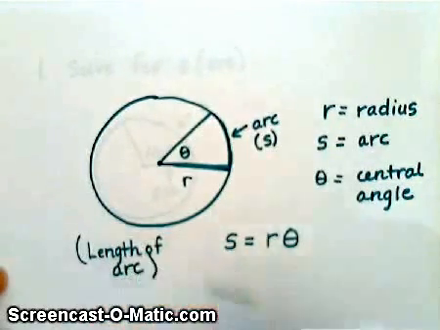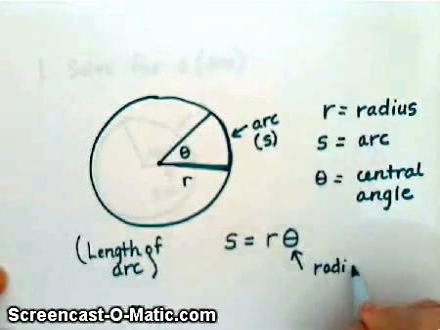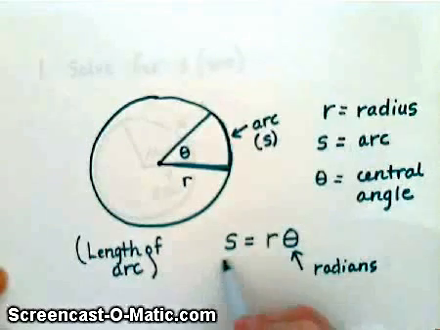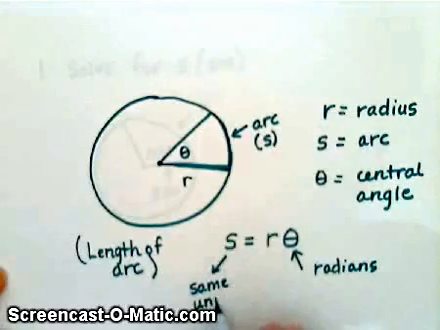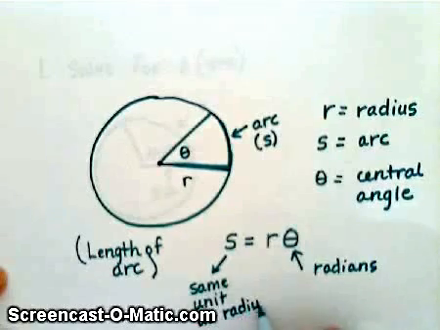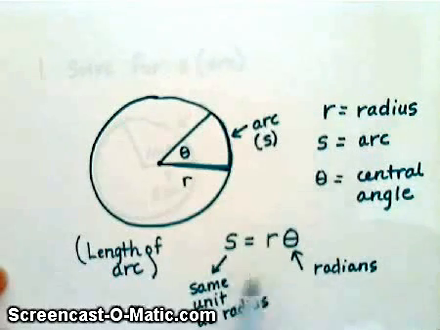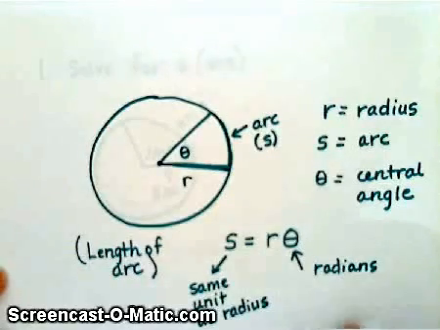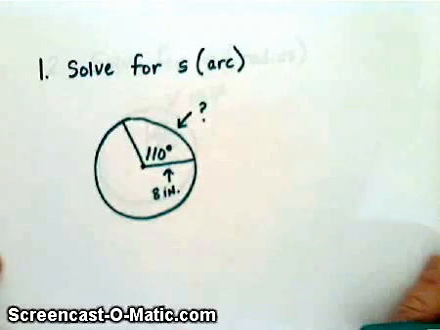Now, two things you should know about this formula. First of all, this angle theta has to be measured in radians, and the length of the arc will be the same unit, inches, feet, centimeters, whatever, as the radius. So if your radius is 5 inches, your arc length is going to be measured in inches. Okay, now there are three applications of this. That is, there are three parts to the formula, the S, the R, and the theta. So we can find each of these parts, and I've got an example of each, and then we'll be done with this video.